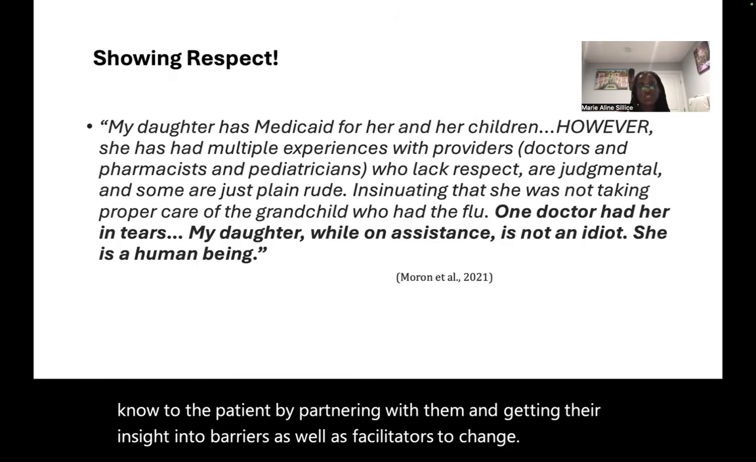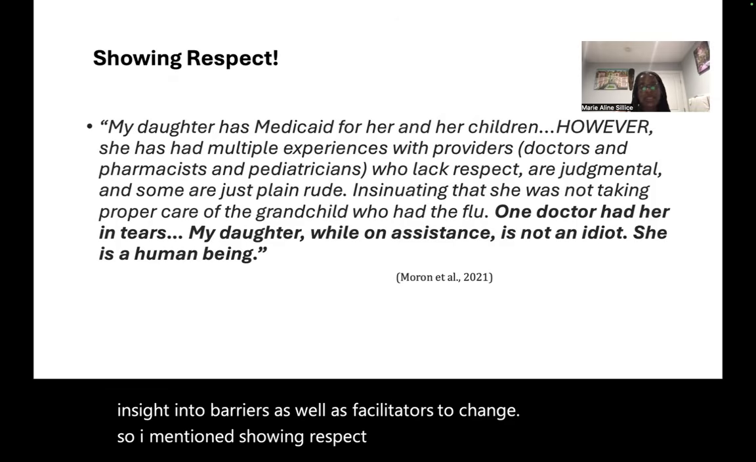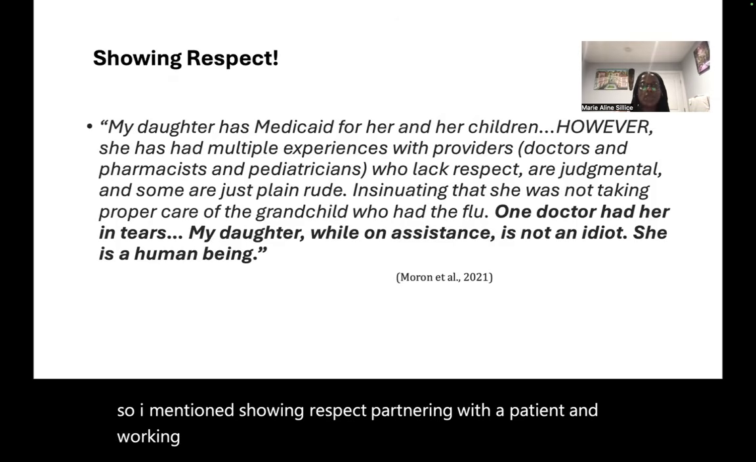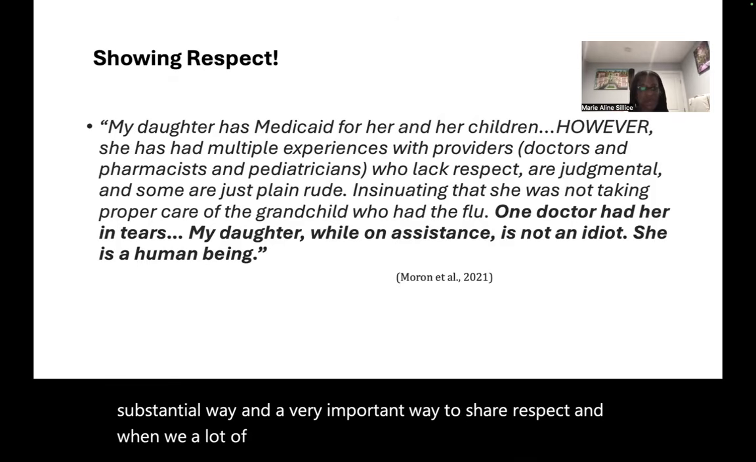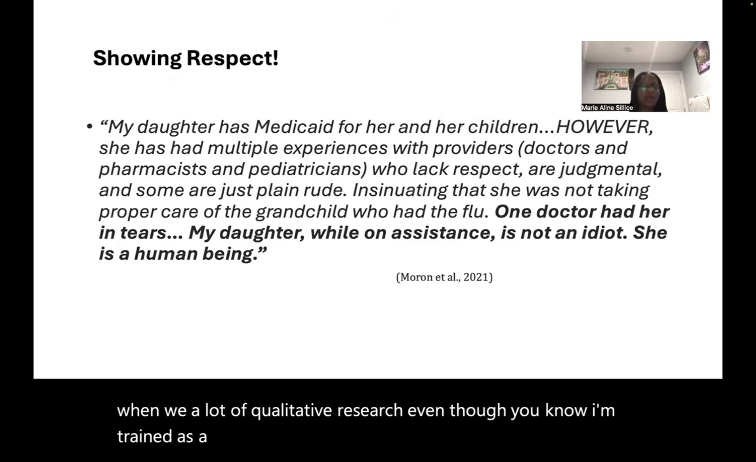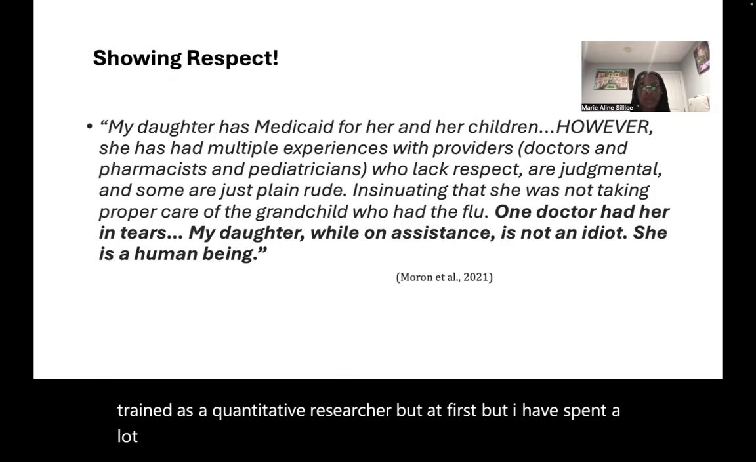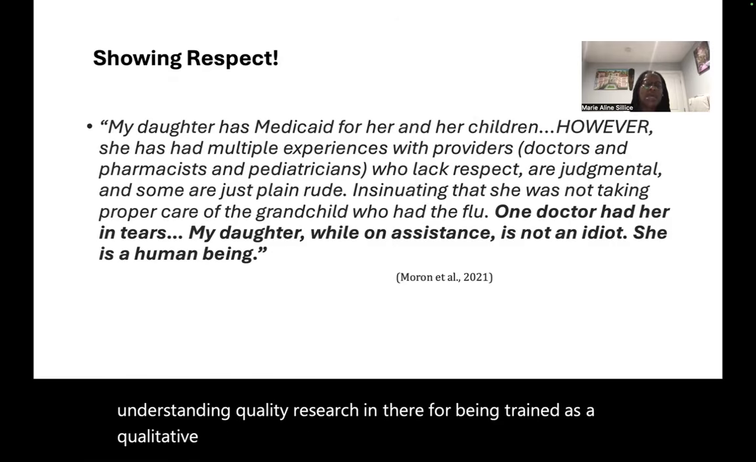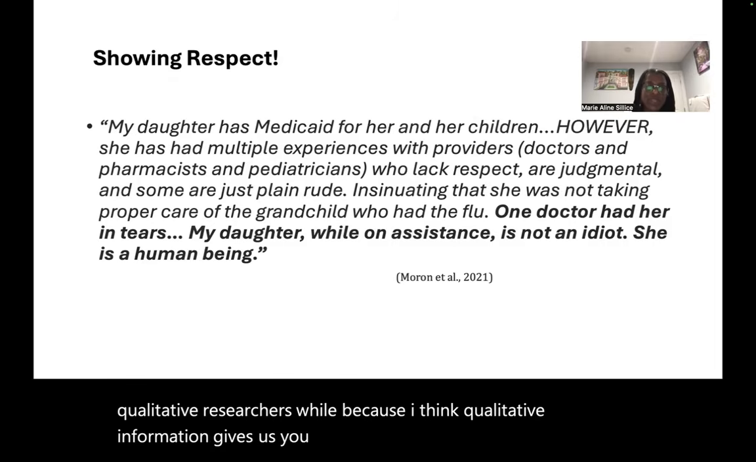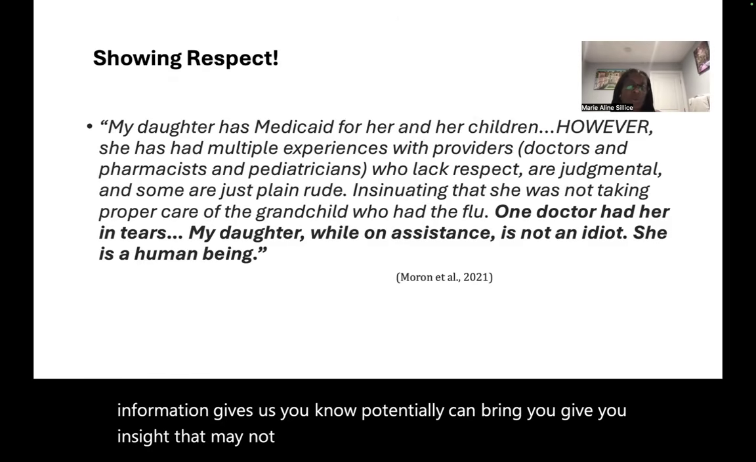So I mentioned showing respect. Partnering with a patient and working collaboratively with them is a substantial and very important way to show respect. And a lot of qualitative research, even though I'm trained as a quantitative researcher at first, I have spent a lot of time understanding qualitative research and therefore was trained as a qualitative researcher as well, because I think qualitative information can give you insight that may not be captured in a quantitative survey as it relates to healthcare access.